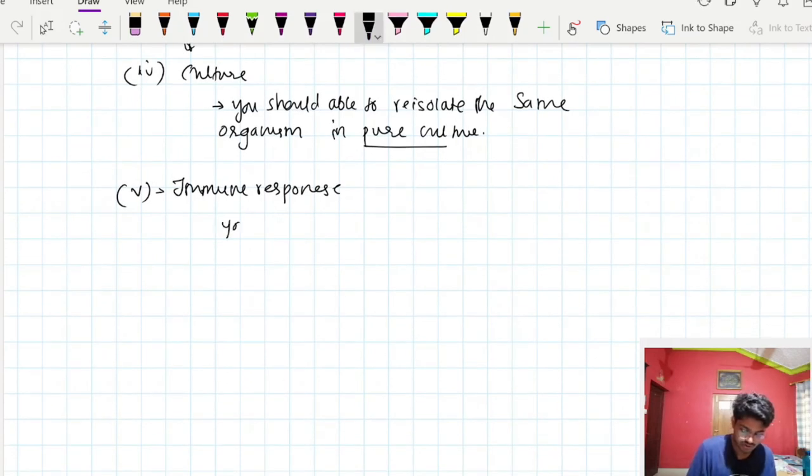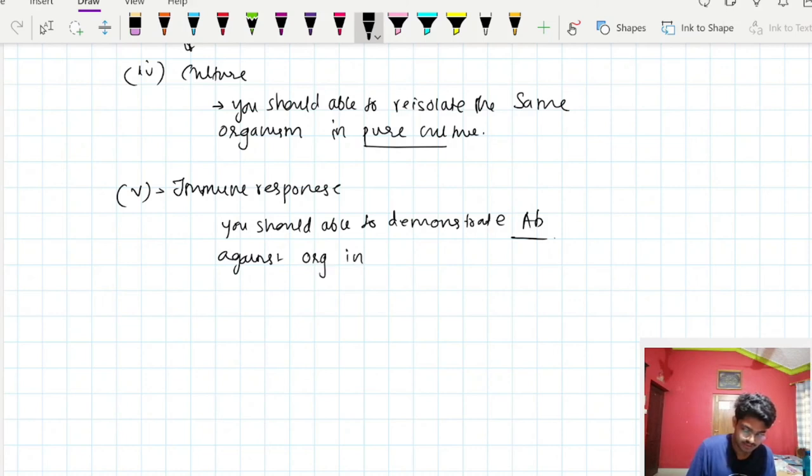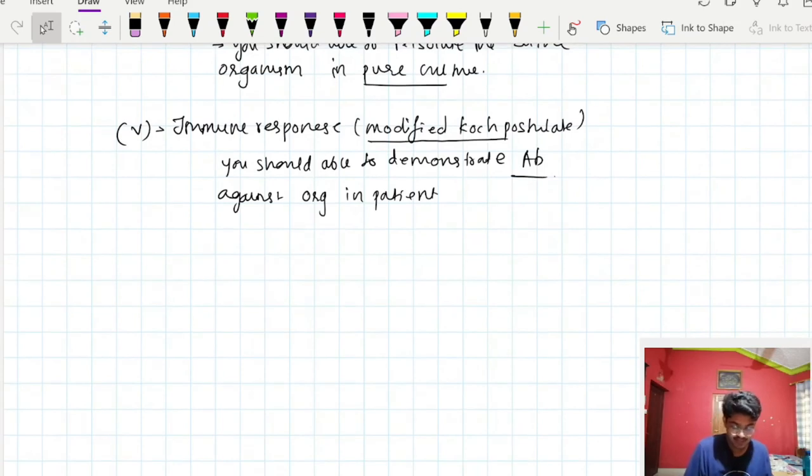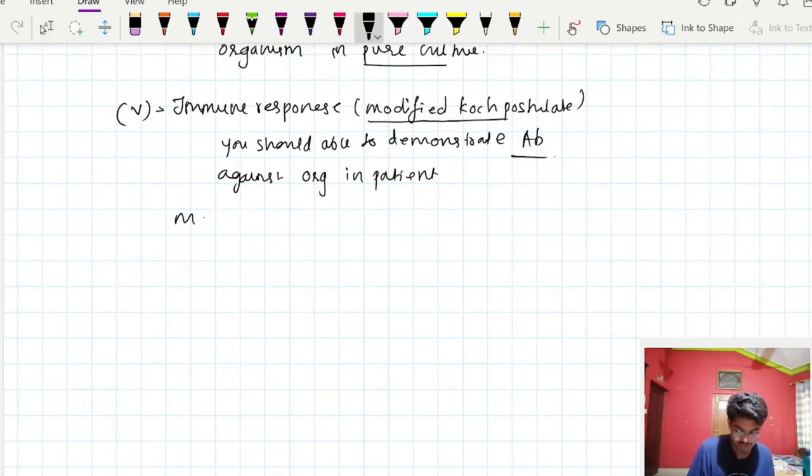That is, you should be able to demonstrate antibodies against the organism in the patient. So this is the modified Koch postulate. You see, these are the five Koch postulates. Then there is another one known as the molecular Koch postulate.